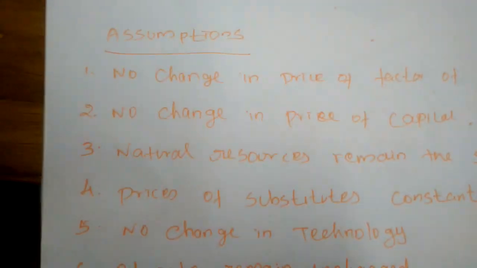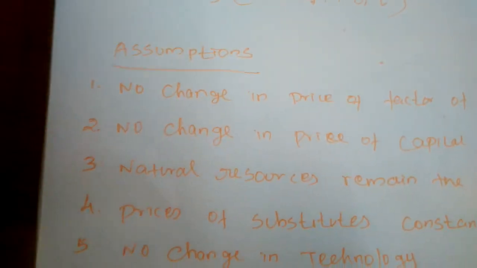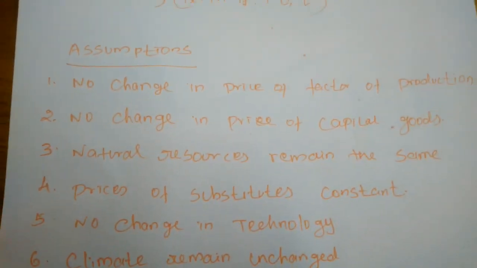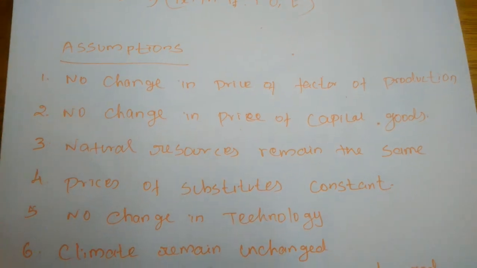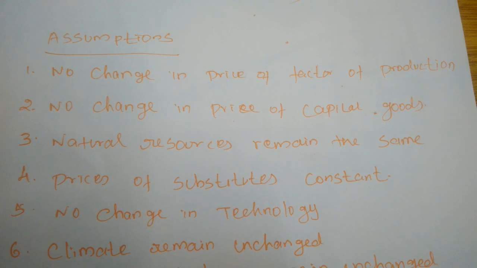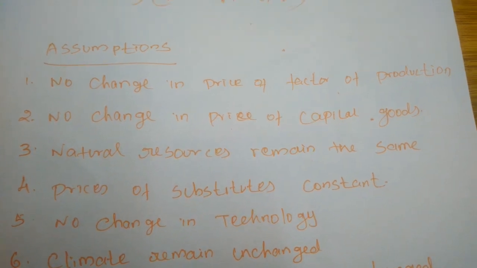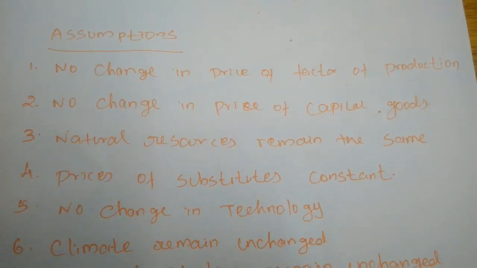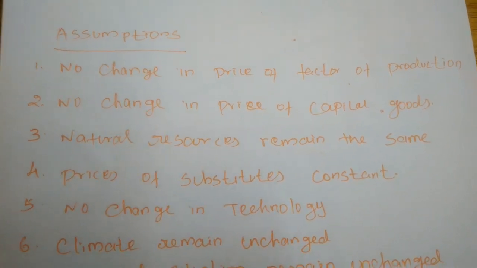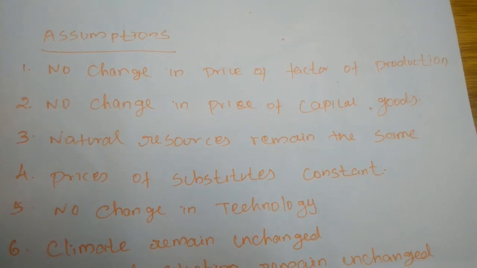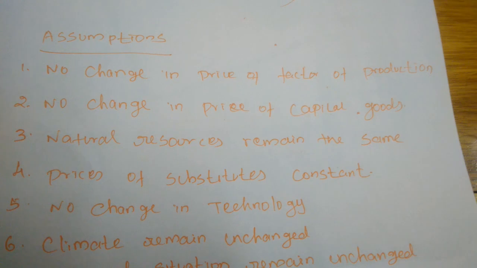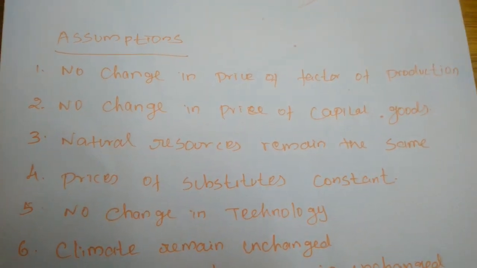Next, assumptions. For explaining the law of supply, we must accept some circumstances. Only in these circumstances can we explain the law of supply. First, there is no change in the price of factors of production. So before and after increasing the supply of commodities, there is no change in the price of factors of production.